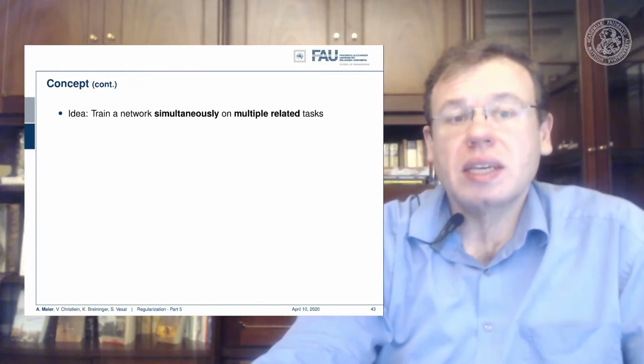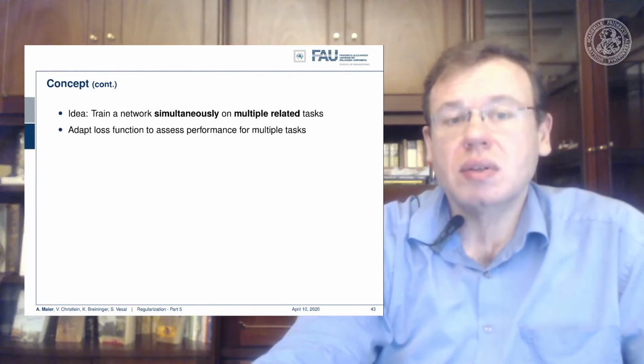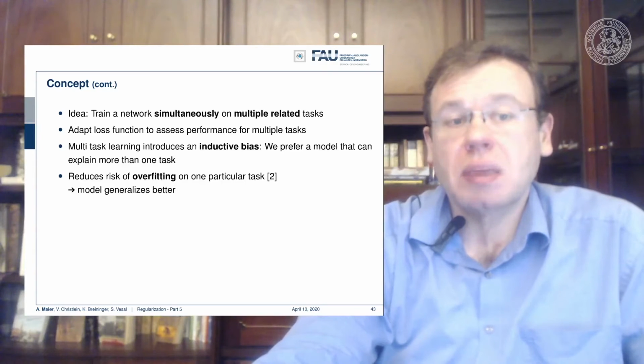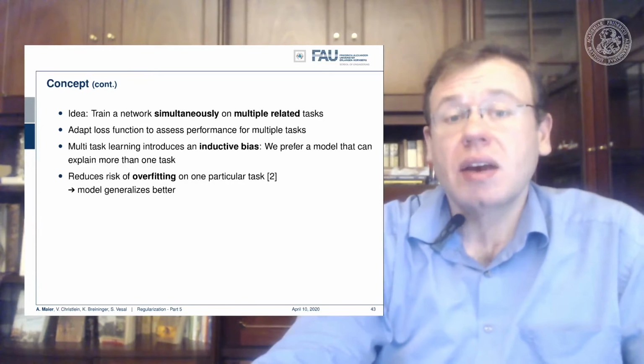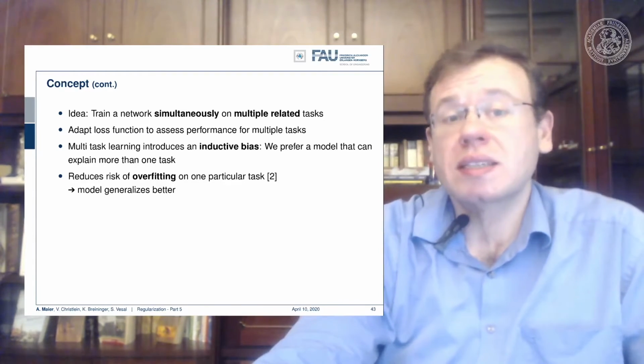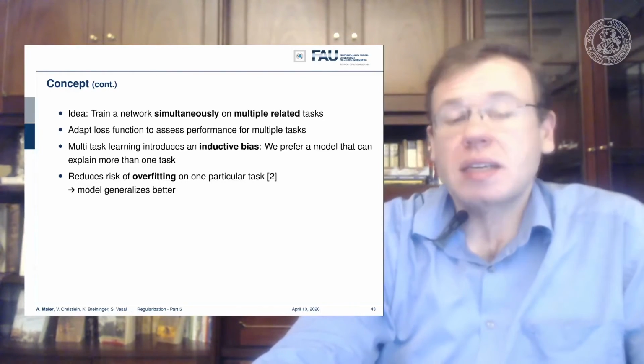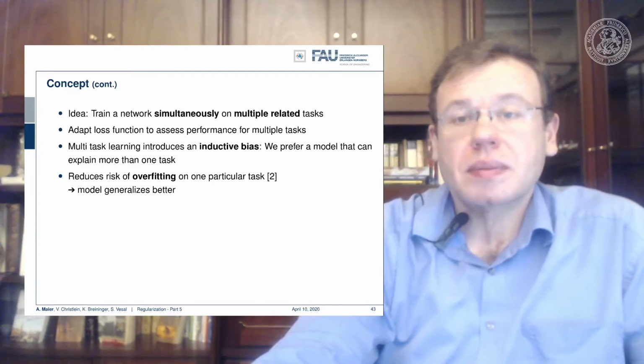So the idea now is that we train a network simultaneously on multiple related tasks. We adapt the loss function to assess performance for multiple tasks, and this gives a multitask learning that introduces a so-called inductive bias. We prefer a model that can explain more than a single task. The stuff that works best is really simple. Also, this reduces the risk of overfitting on one particular task, and our model generalizes better.